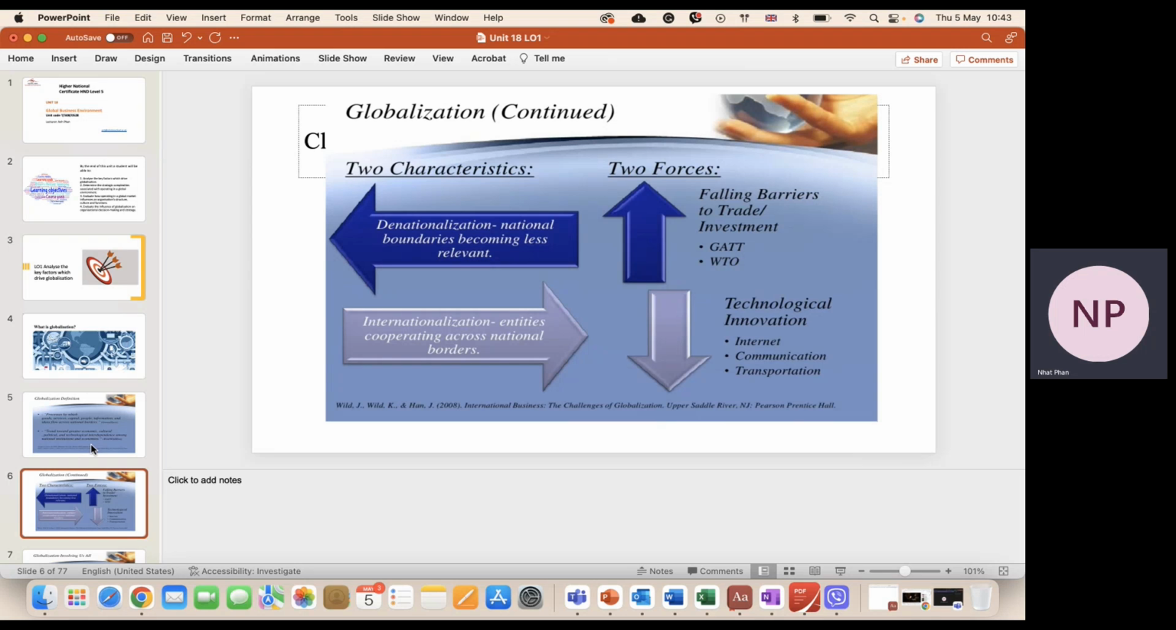They are standing there for the benefits, for the sake of trading, for example, WHO is about your health, things like that. The second focus is technological innovation. You can see internet, communication, and transportation.